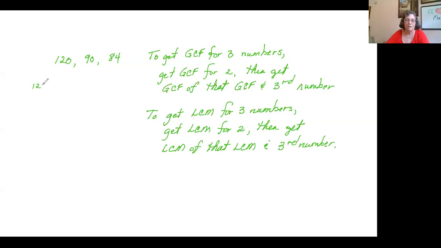So if we do the 120 and the 90, let's see, they'll both divide by 10. That's going to be 12 and 9. These will both divide by 3. That'll be 4 and 3. So that's done. So the GCF of these 2 is going to be 30. And the least common multiple is going to be 30 times 12, which is 360.